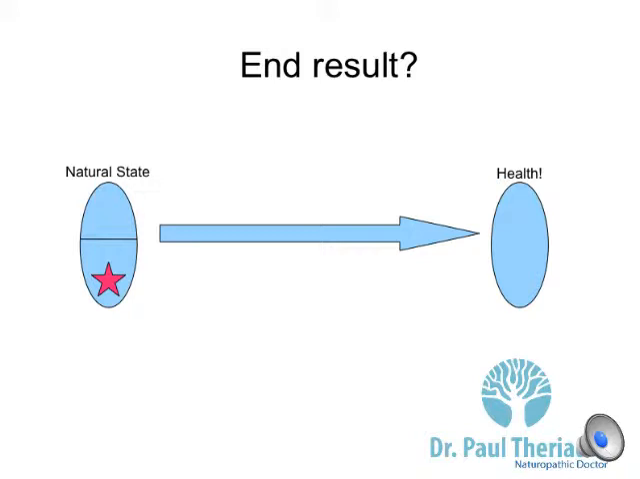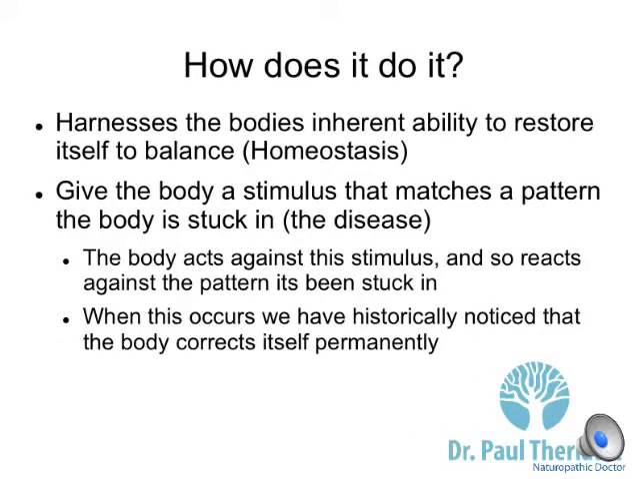The end result that we're looking for is going from a state with a disease to health, a state where no disease is present because the body has, in a sense, been tricked into fighting it off. Homeostasis is the way that we do this. The body will always compensate for things that are occurring to it in the external environment. This is just a basic rule of life, whether on a cellular level or on the level of a more complex organism like a human.